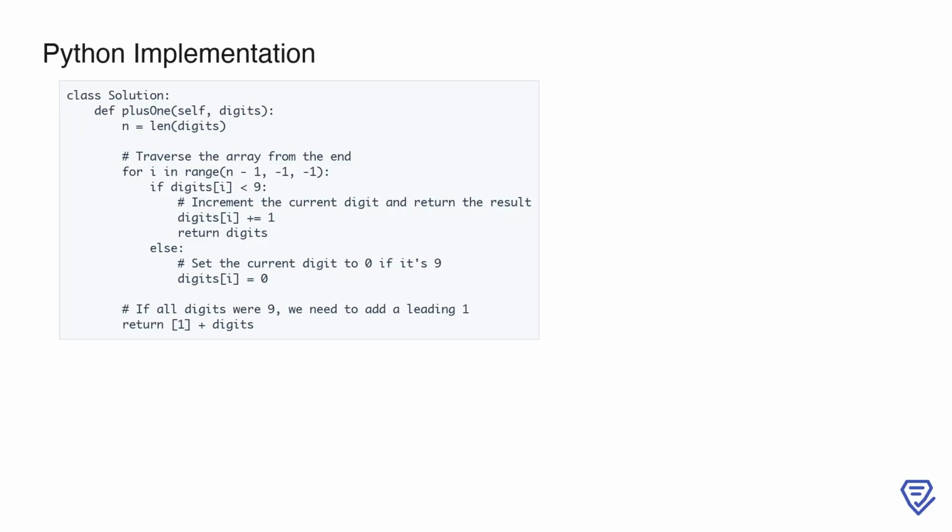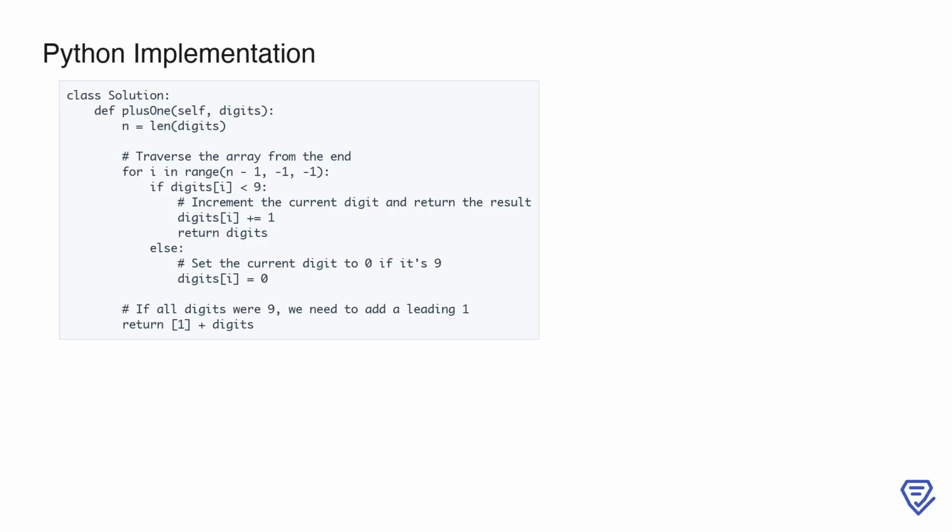4. Inside the loop, the algorithm checks if the current digit is less than 9. If so, it means that the digit can be incremented without causing a carry. The current digit is incremented by 1, and the updated digits array is returned immediately. 5. If the current digit equals 9, it cannot simply be incremented. Instead, it is set to 0, indicating a carry to the next more significant digit.